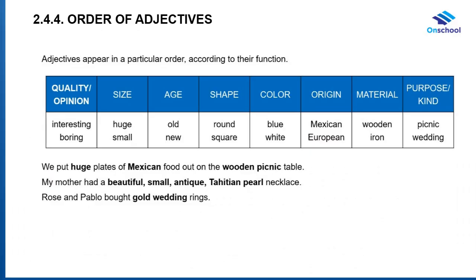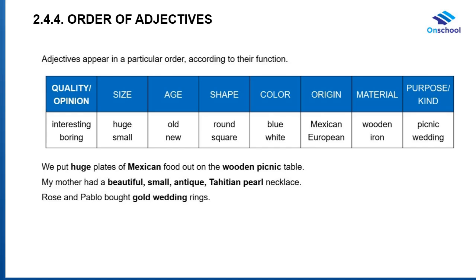Last, when more than one adjective is used, the writer needs to be careful about the order of adjectives. Adjectives in English, when standing before a noun, should follow this order. The first kind of adjective is opinion. It should stay first. It is followed by adjectives describing size, age, shape, color, origin, materials, and purpose or kind.